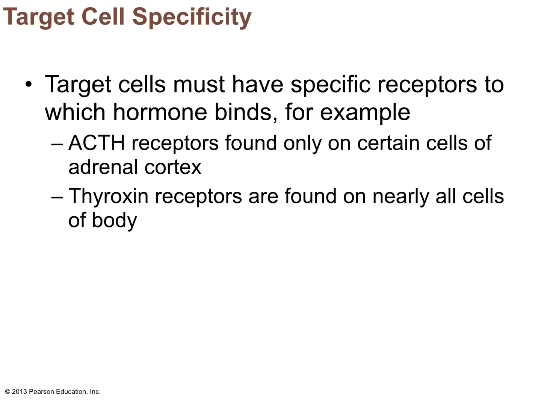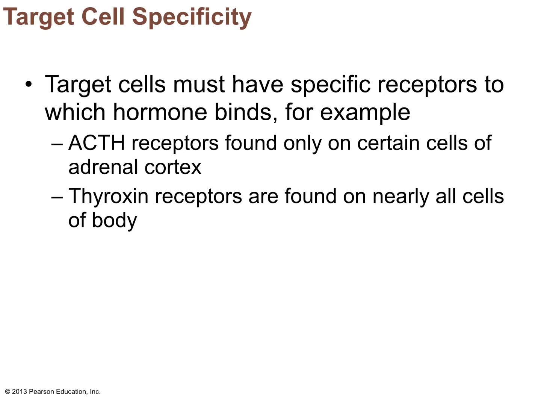Now, what is target cell specificity and why is it important? Well, target cell specificity means that certain target cells will have the receptors for that hormone. If they do not have a receptor for that hormone, it does not affect those tissues. So we have something like ACTH. We'll talk about this later, but it's adrenocorticotropic hormone. This one binds to receptors only found on the adrenal cortex.